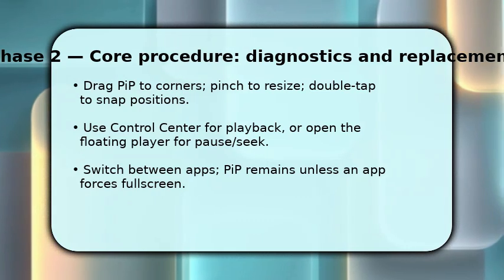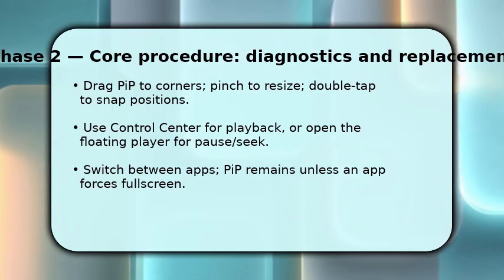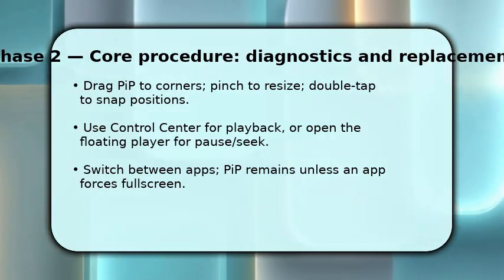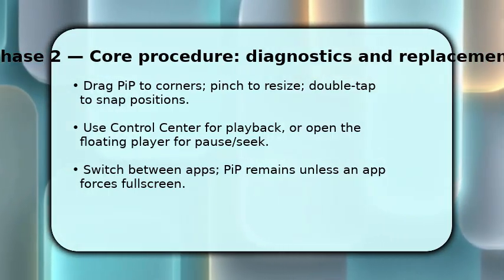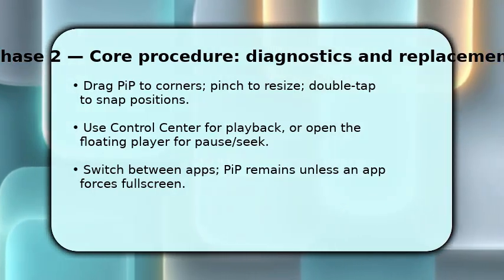Now you control playback while running other apps. You can drag the picture-in-picture window to any corner, pinch to resize, and double-tap to snap it to preset sizes. This keeps visibility without blocking controls. Make sure to use Control Center or the floating player to pause, play, and seek quickly. This is faster than switching back.